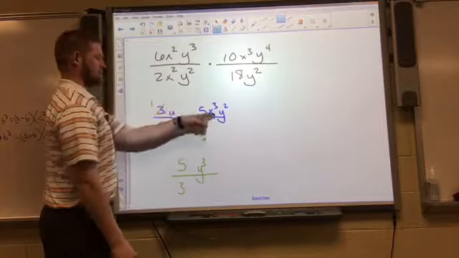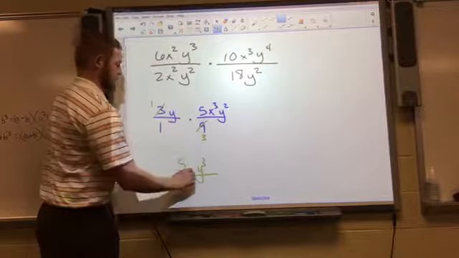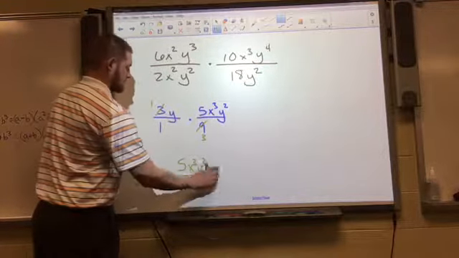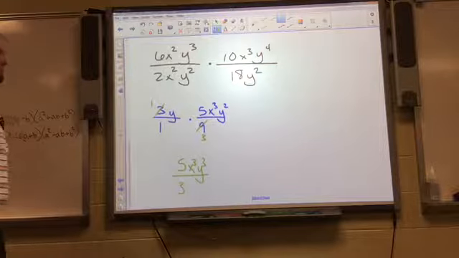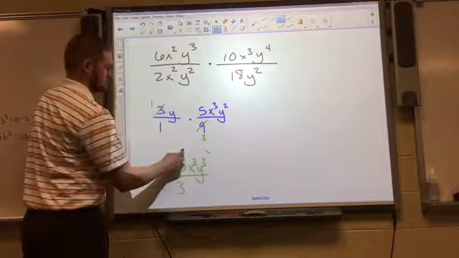Do I have anything left over here I need to use? My x. I still need my x to the third. Anything else I can do down here? No.